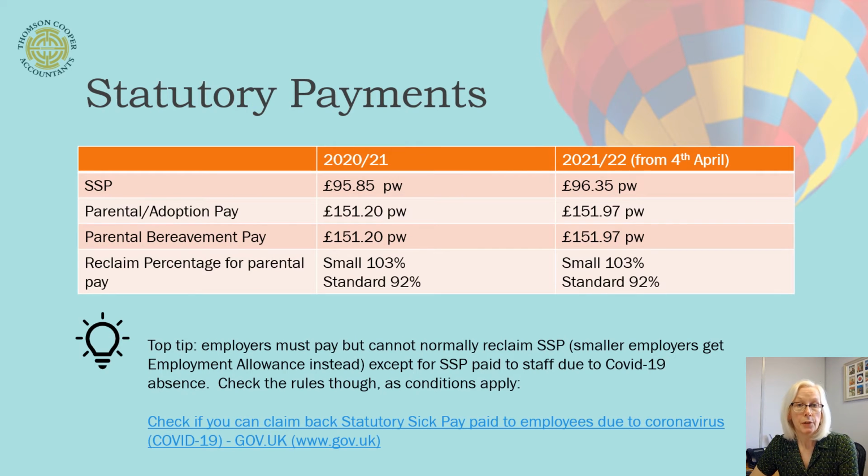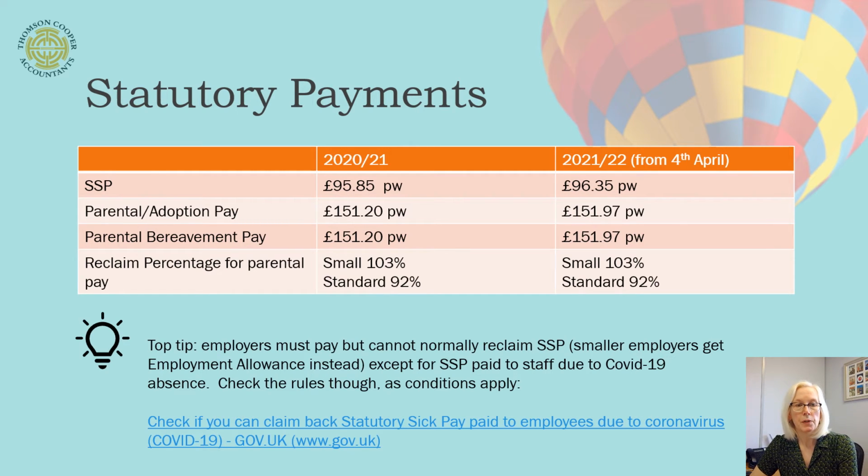So let's look at how statutory payments are changing. Well, they're not changing significantly. Statutory sick pay is going up from £95.85 per week to £96.35 per week from the 4th of April. The payment date aligns with a Sunday, so these rates actually change from Sunday the 4th of April.